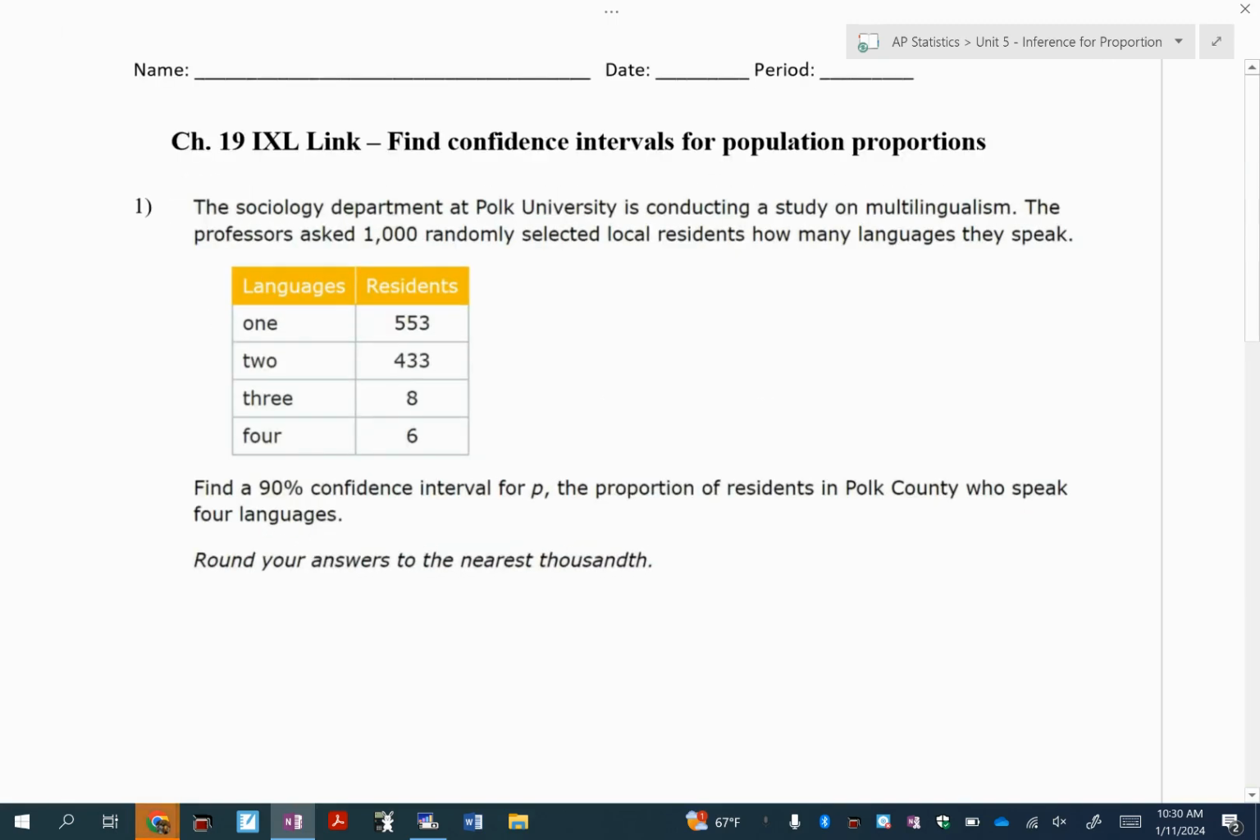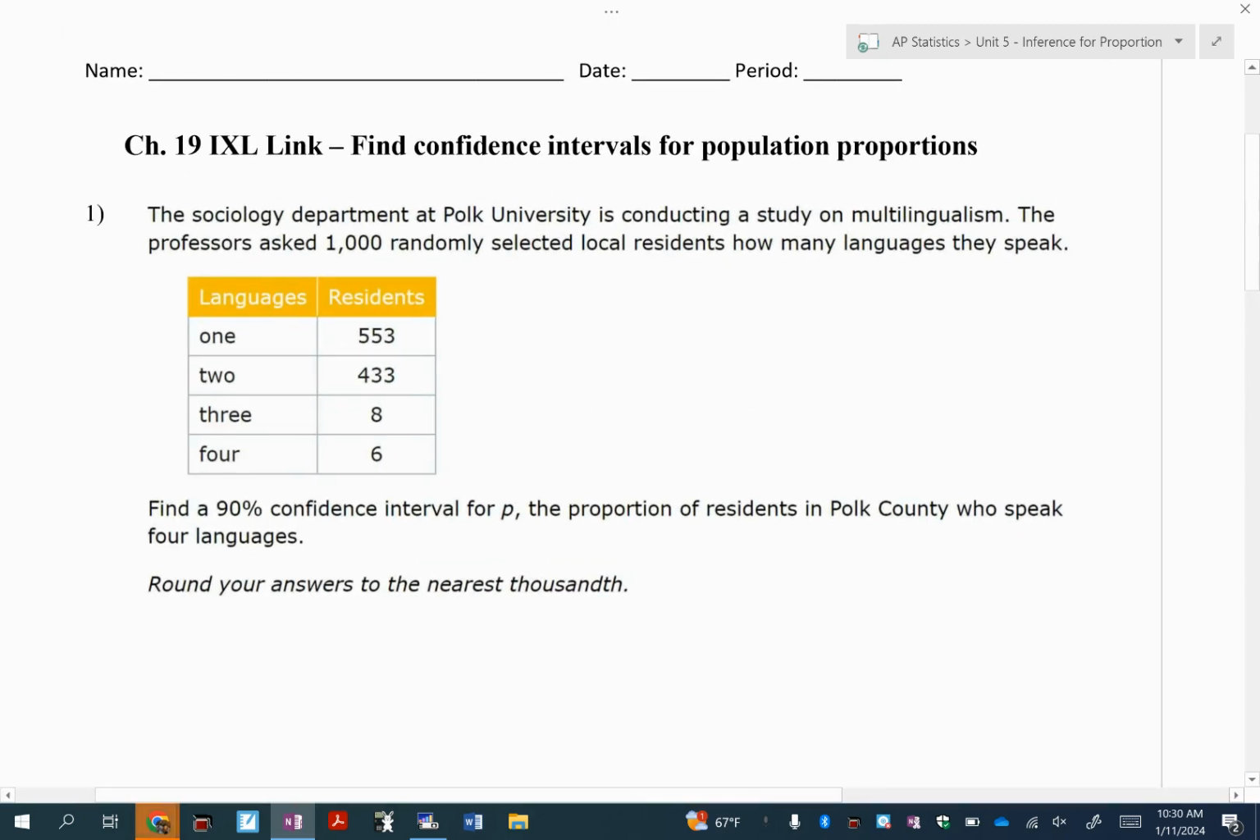All right, let's get started. Make sure you're ready. Make sure you have this out. All right, let's put away the physics.